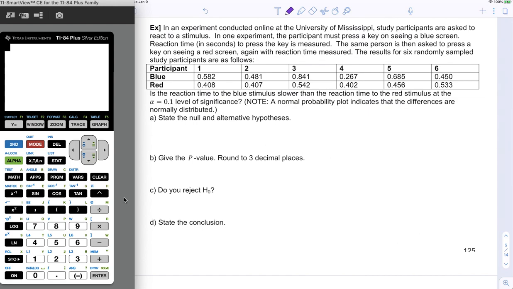In an experiment conducted online at the University of Mississippi, study participants are asked to react to a stimulus. In one experiment, the participant must press a key on seeing a blue screen. Reaction time in seconds to press the key is measured. The same person is then asked to press a key on seeing a red screen, again with reaction time measured. The results for 6 randomly sampled study participants are as follows. Is the reaction time to the blue stimulus slower than the reaction time to the red stimulus at the alpha equals 0.1 level of significance? Note, a normal probability plot indicates that the differences are normally distributed.